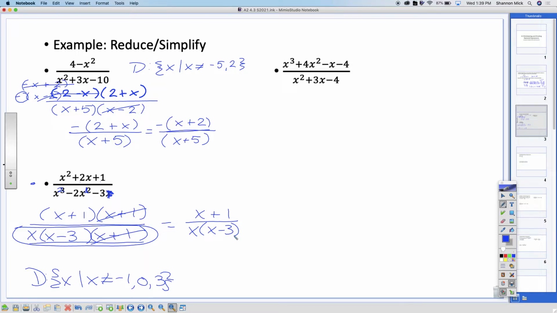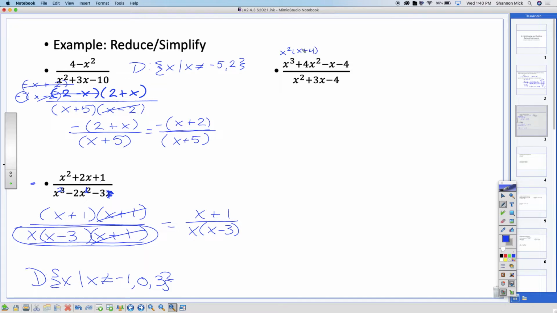Okay. x cubed plus 4x squared minus x minus 4 over x squared plus 3x minus 4. The top one, the only way I can do it is factoring by grouping, right? Yeah. So which ones do you want to group? The first two and the last two. Okay. So what are you going to take out of the first two? x squared. x squared, and then you get x plus 4.